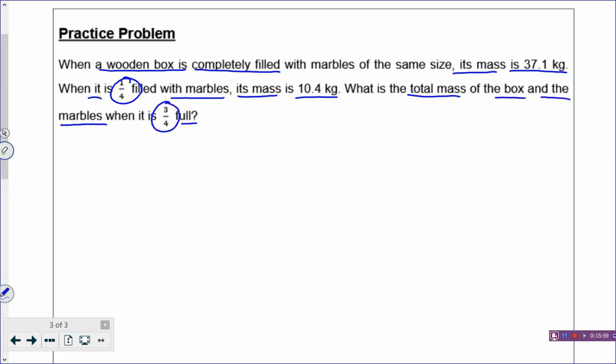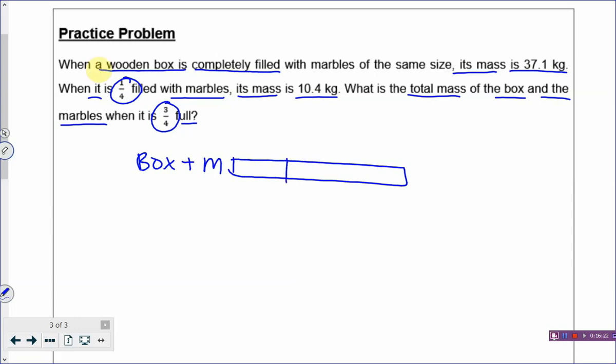Looks quite complicated. But once you recognize that this is a container and contents problem, then you draw something like model sharing. So you have the wooden box sharing a model with the marbles. So you have a rectangle that represents the mass of the box and the marbles, cut into two parts.